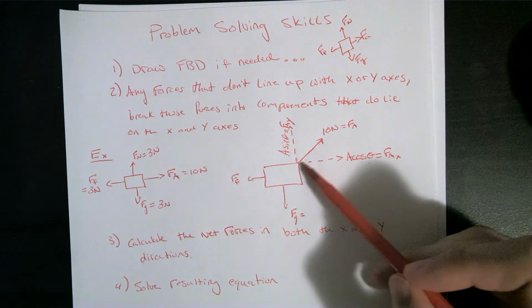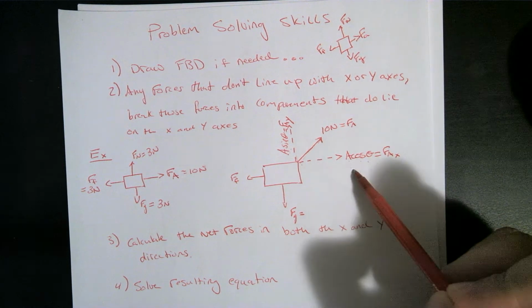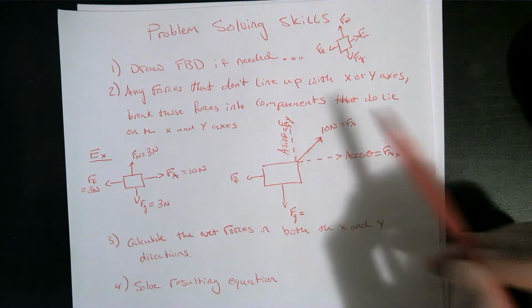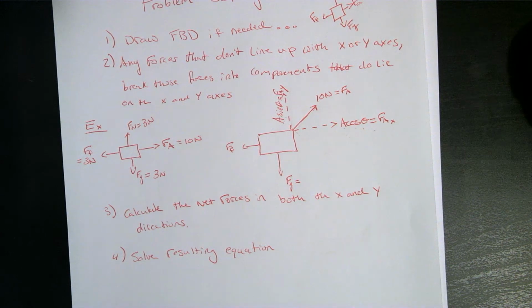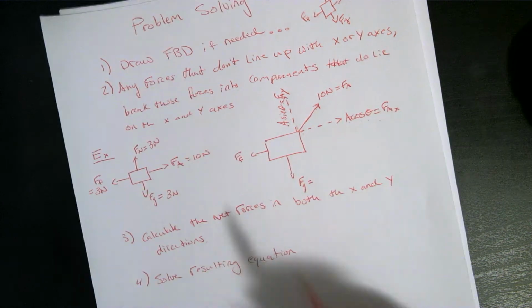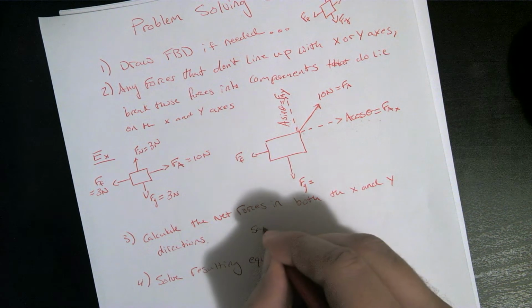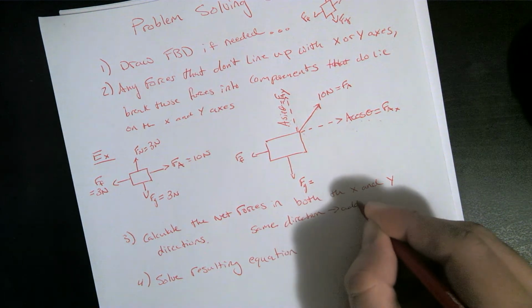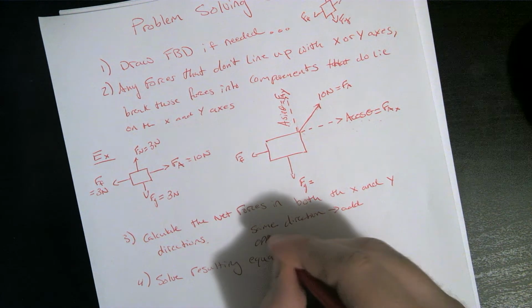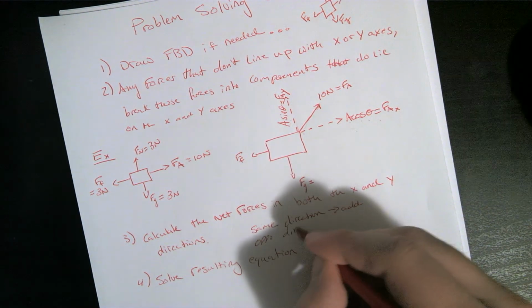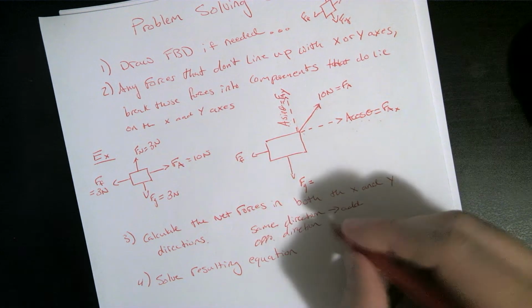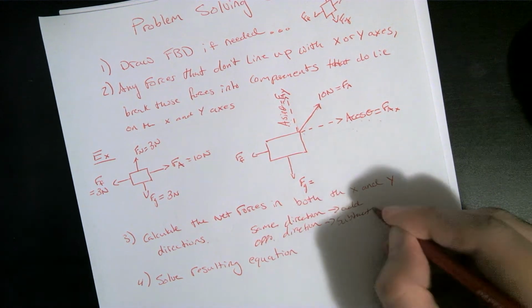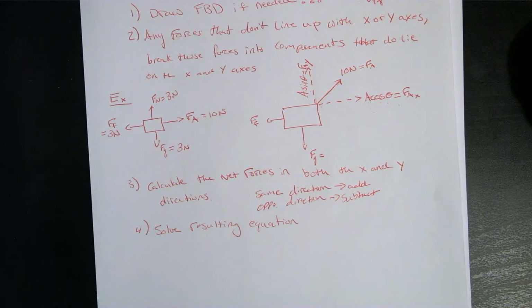Do not forget, when we have something that's at an angle, you have to break it up into its components, the x component and the y component. Number 3, then you can calculate the net forces in both the x and y direction. Remember, when we're talking about net forces, if they are in the same direction, you add them. If they're going in the opposite direction, you subtract them. Do not forget that vector addition. And then number 4, you can solve the problem.